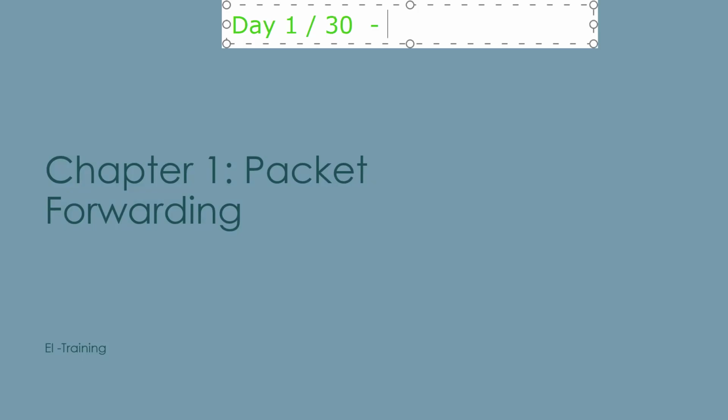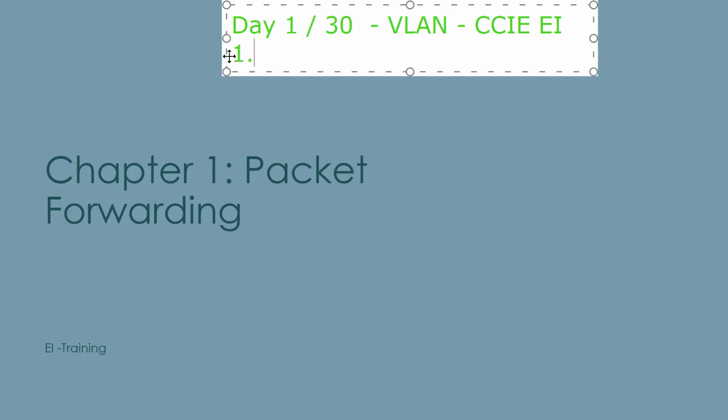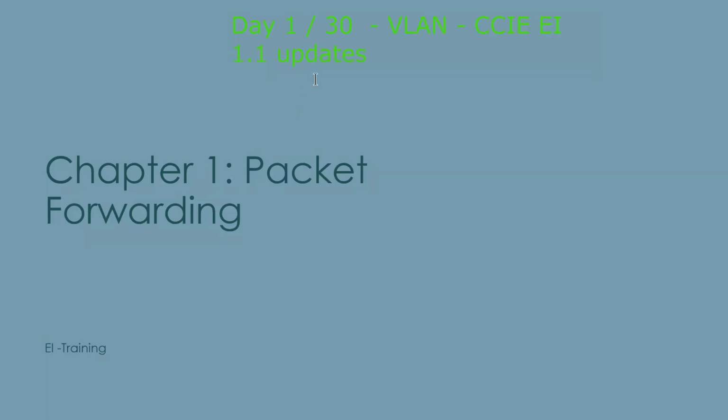Today we are going to discuss VLAN, and our technology focus is CCIE EI, the updated version 1.1. So we are going to work on 1.1 and further updates. This technology is going to match the contents we have in CCIE EI 1.1 and their updates. All right, so let's start with packet forwarding.